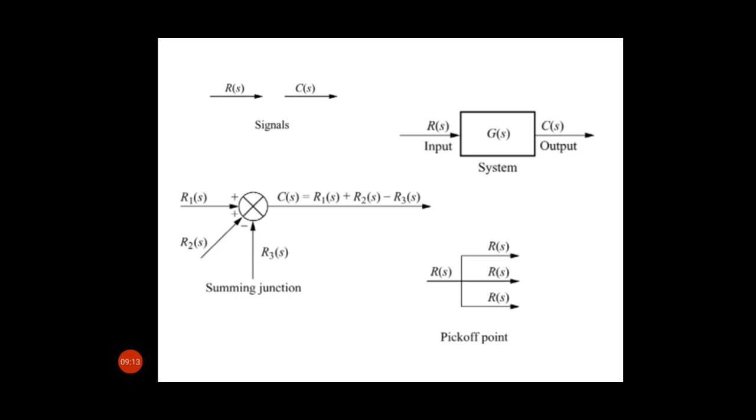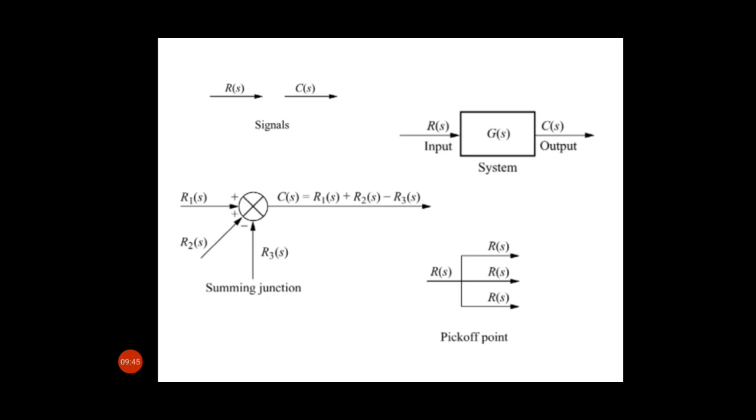Now coming to the pickup point. This is the point from which a signal will go from a block concurrently to another block. The pickup point, also called the branch point or take-off point, is a point from which a signal will flow concurrently from a block.